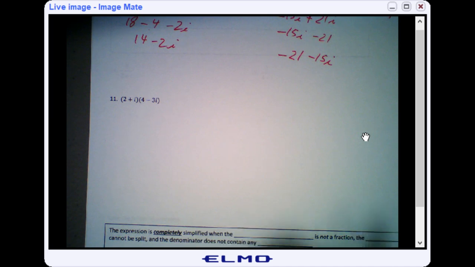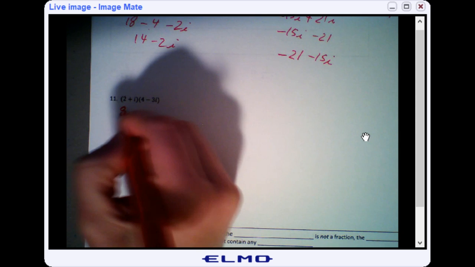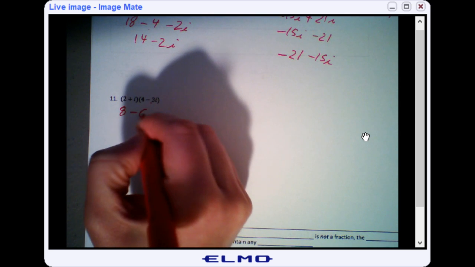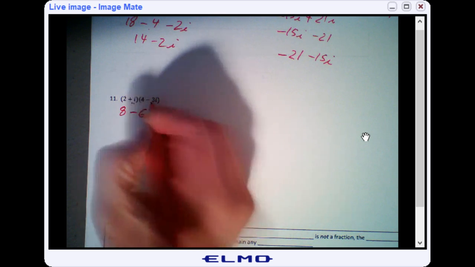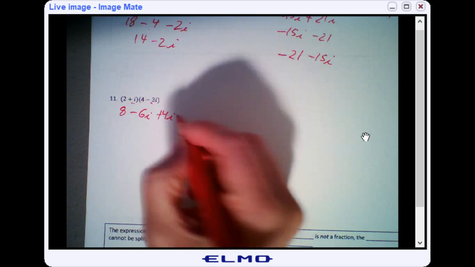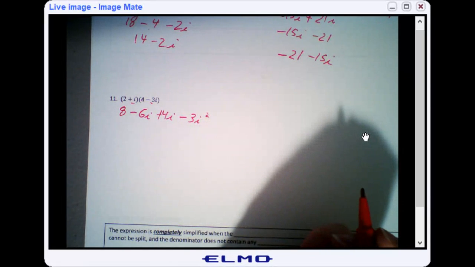I have a binomial times a binomial, so we're going to distribute everything. So 2 times 4 is 8. 2 times negative 3i is negative 6i. i times 4 is 4i. And then i times negative 3i is negative 3i squared, just like when you have x times x is x squared, i times i is i squared.